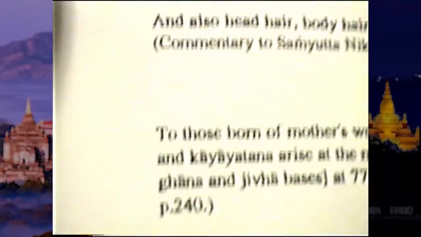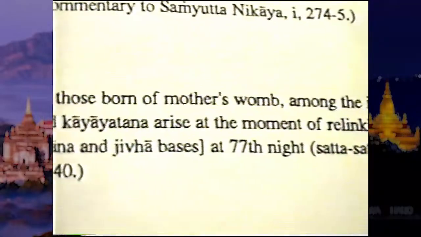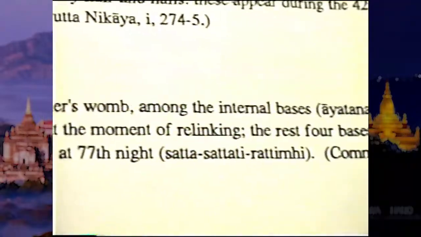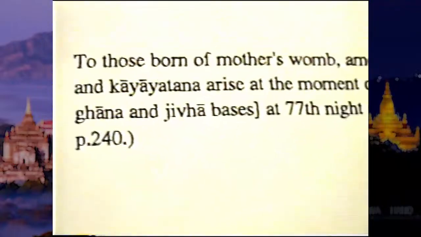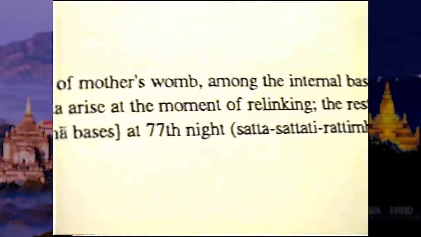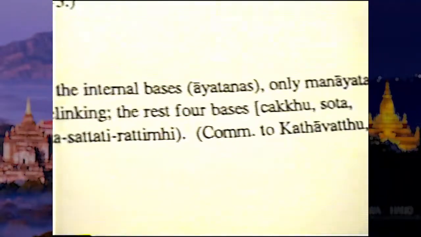You're familiar with ayatanas, right? Yeah. So manayatana and kayayatana, only 2 things among the 6 bases. And then the rest 4 bases, that is chakku, sota, ghana and jiva bases, appear at the 77th night. That means around that night. Not exactly the 77th, maybe 70 to 77th night.